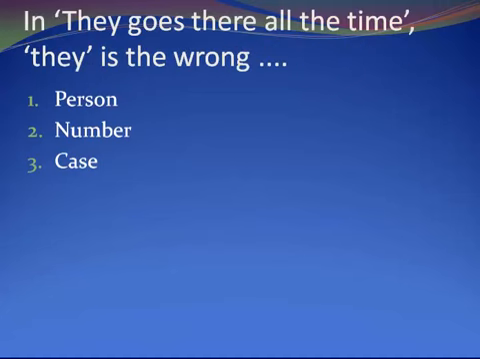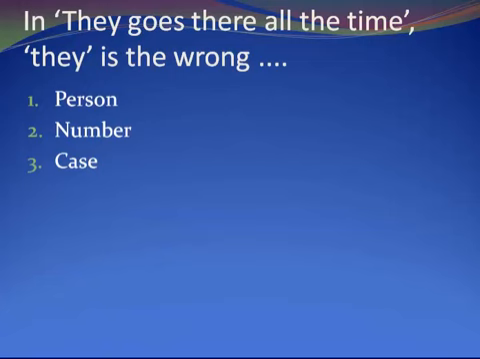Okay, let's try one more. "They goes there all the time." What's wrong with they? Is it person, number or case? Well, let's start by saying what it is. It's third person, they. Singular or plural? Well, it's plural, so the number is plural. And the case where you've got they and them, "they go there all the time" is fine. So they is the nominative form, and them would be the accusative form, the form following a verb or a preposition. So the case is fine.